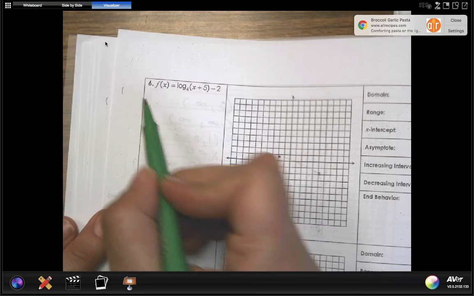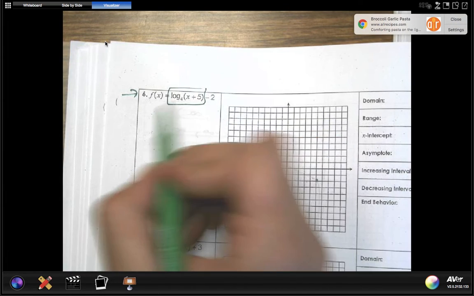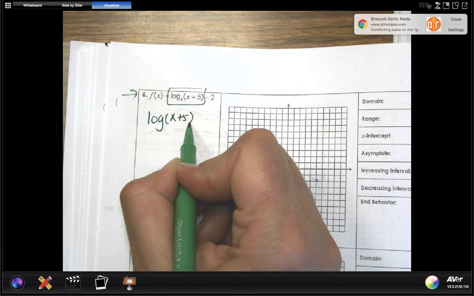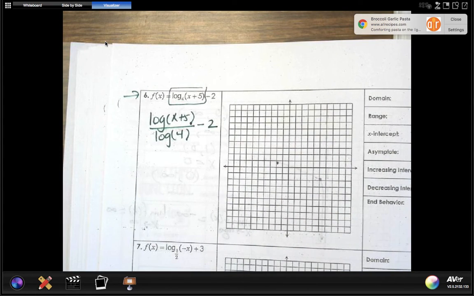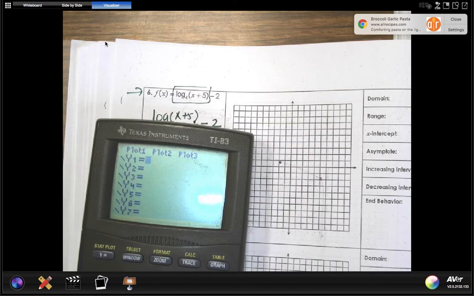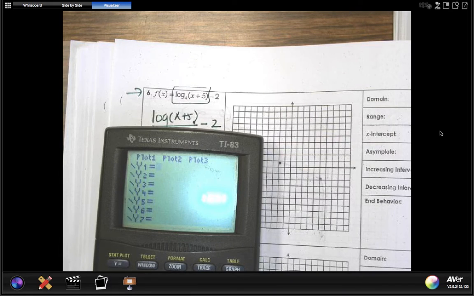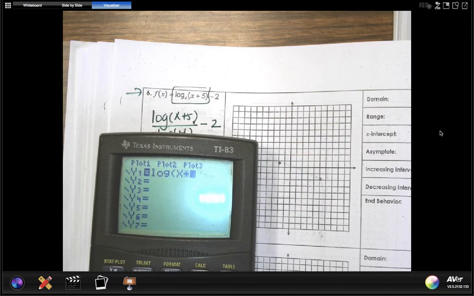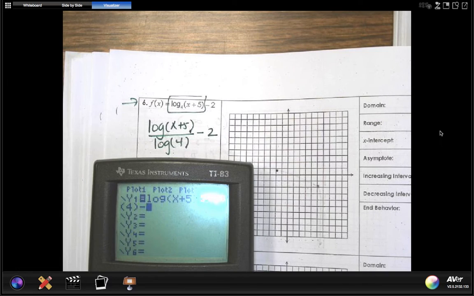Okay, let's go ahead and try a couple more. So let's do number 6. On number 6, we have to write this as change of base. So log of x plus 5 divided by log of 4, and then we're going to subtract 2. So let's go to y equals. I'm going to clear that out. So log of (x plus 5), close the parentheses, divide by log of 4, close the parentheses, and then subtract 2. Hit graph, and that's what it looks like.